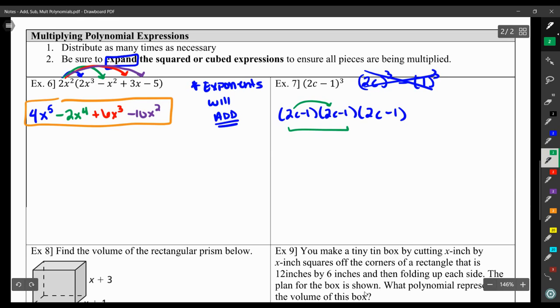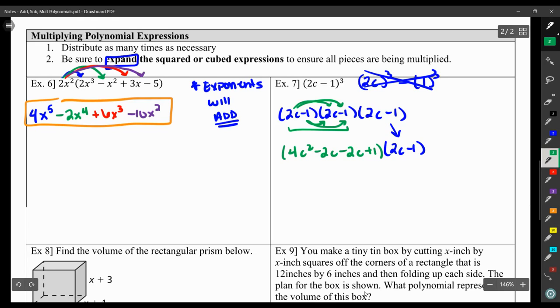So 2c times 2c is 4c squared. 2c times negative 1 is negative 2c. Negative 1 times 2c is negative 2c. Negative 1 times negative 1 is positive 1. But we still have 2c minus 1 out to the right still being multiplied.